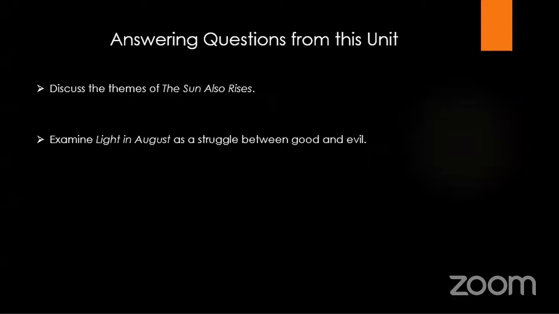Now, the second one is a little tough. Why? Because the question says, examine Light in August as a struggle between good and evil. It's not asking you about the themes. It's not asking you about anything specifically about the characters. It just says good and evil are there. What do you think?